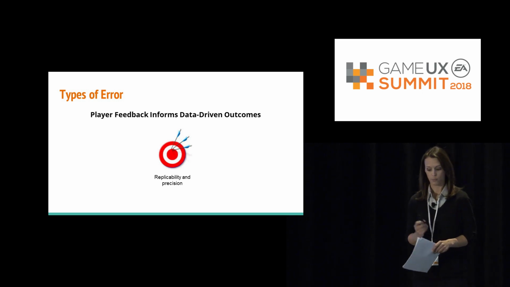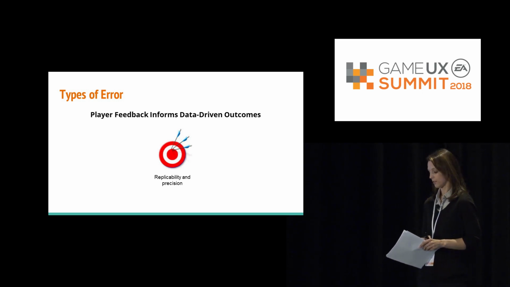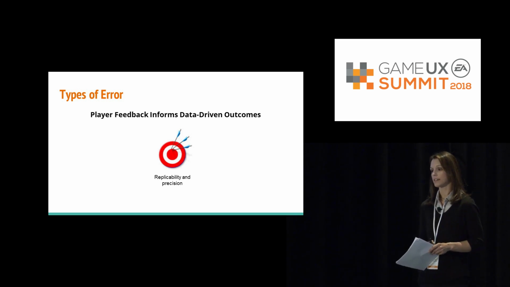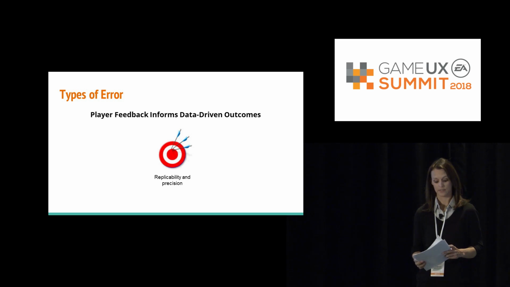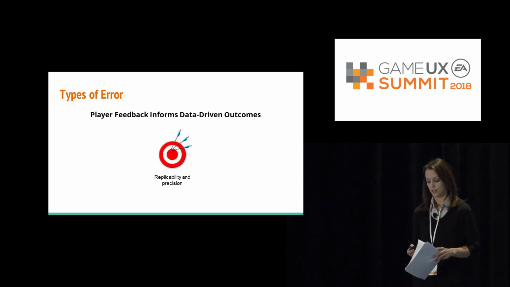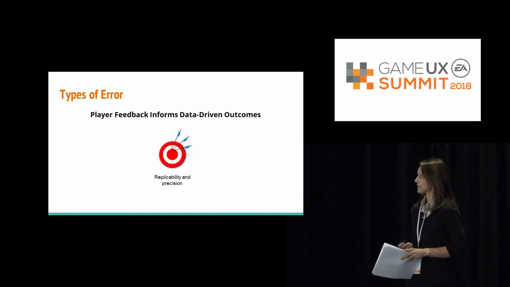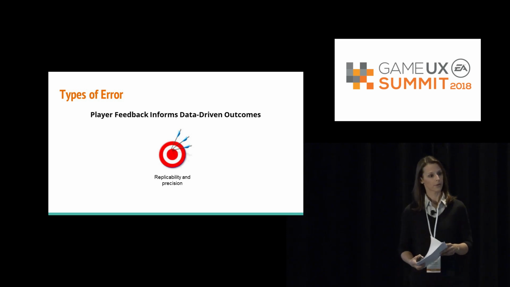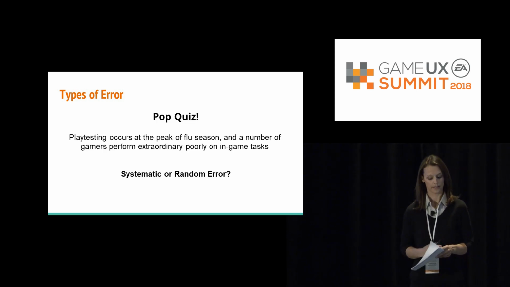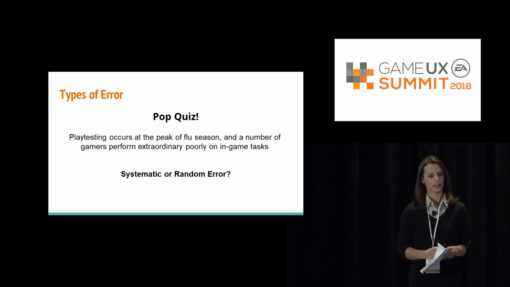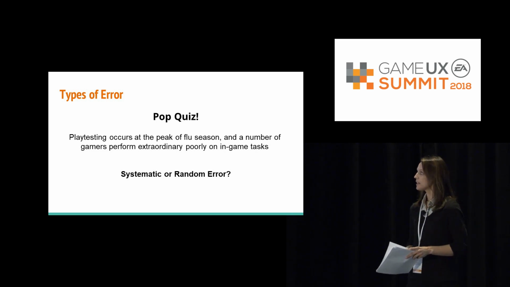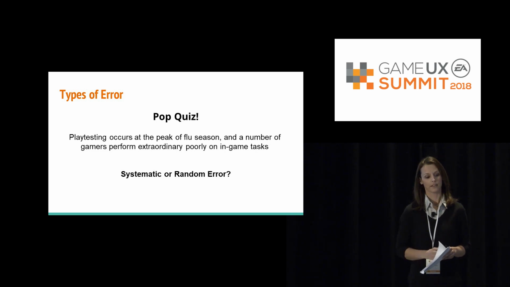And bias is actually one of the most common forms of methodological issues that we find in science, and it will show up in the design, the implementation, the analysis of the data. It really can cause a lot of problems. So in my classes, I like to have my students work through these terms and give them a chance to practice. I'll throw this question to the audience, so through a show of hands, do we have systematic or random error here with playtesting occurring at the peak of flu season, and we have people that are performing extraordinarily poorly?